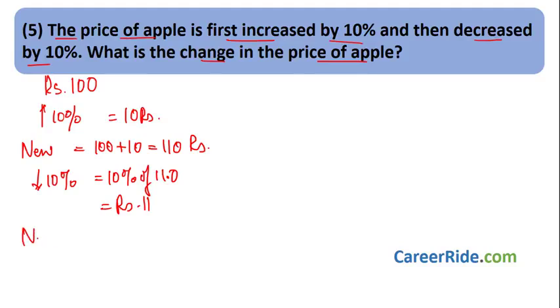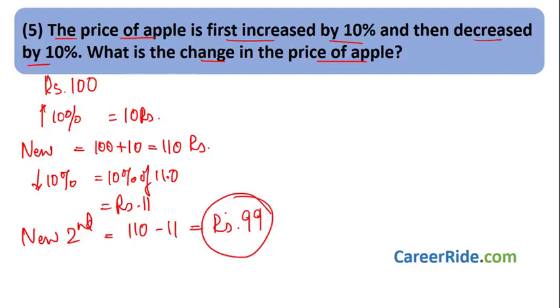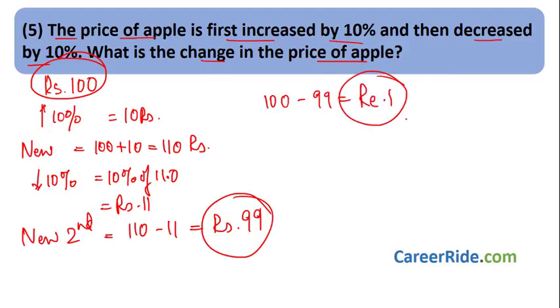So what is the new second price? Okay, the final price 110 minus 11, that is rupees 99. What have they asked? What is the change in the price of apple? Original price 100 rupees, now 99. What is the change? 100 minus 99 equal to rupee 1. So the change in price of apple is rupee 1.